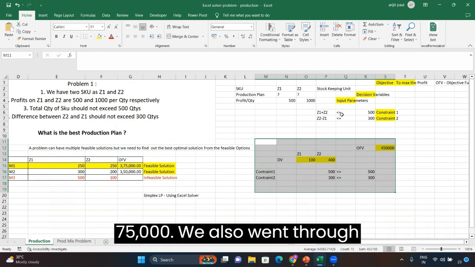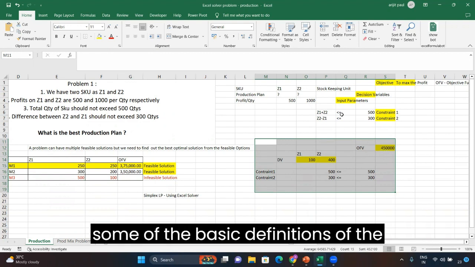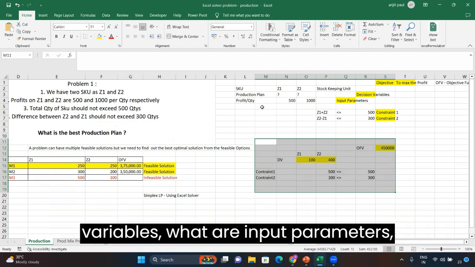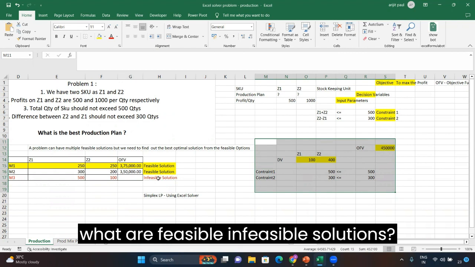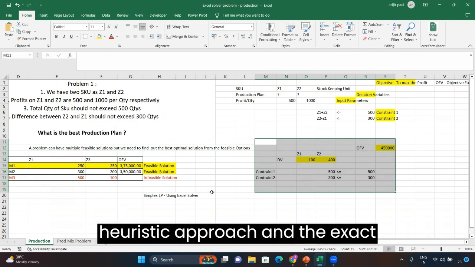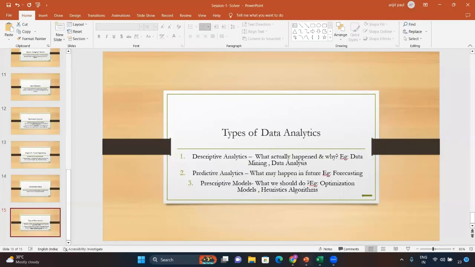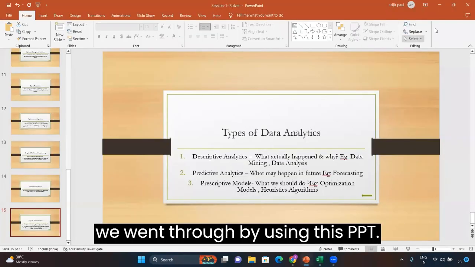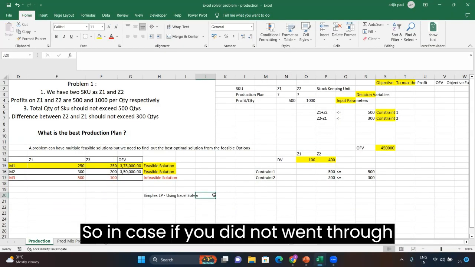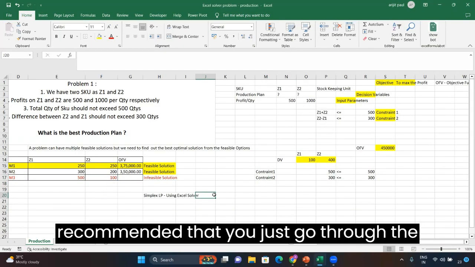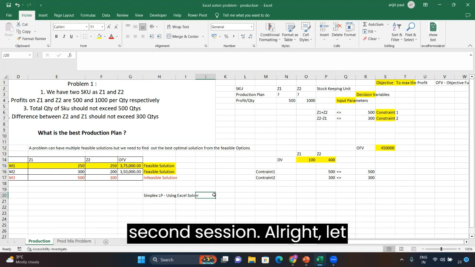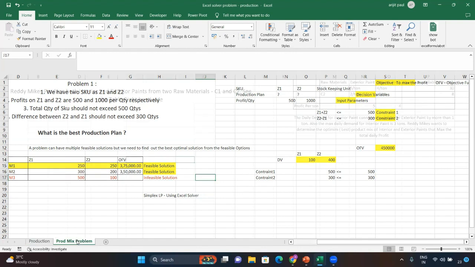75,000. We also went through some of the basic definitions of the keywords, like what are decision variables, what are input parameters, what are feasible and infeasible solutions, and what is the difference between the heuristic approach and the exact algorithm approach. All those things we went through by using this PPT. In case you did not go through the first session as of now, it is highly recommended that you go through the first session before attending the second session. All right, let me start today's session.